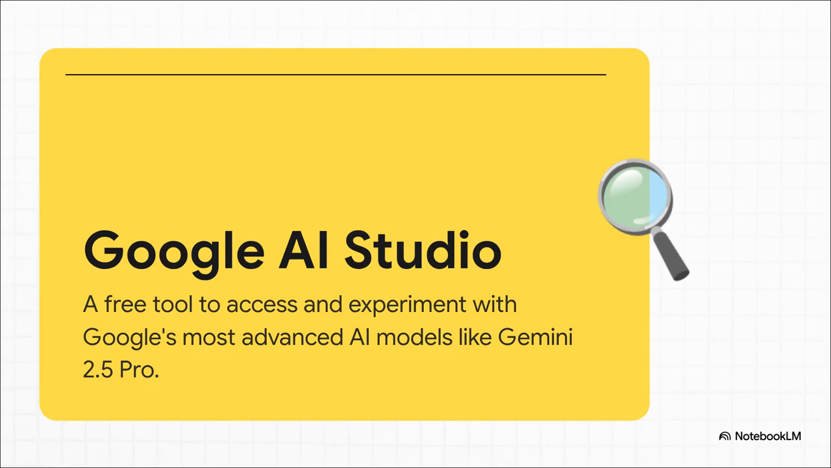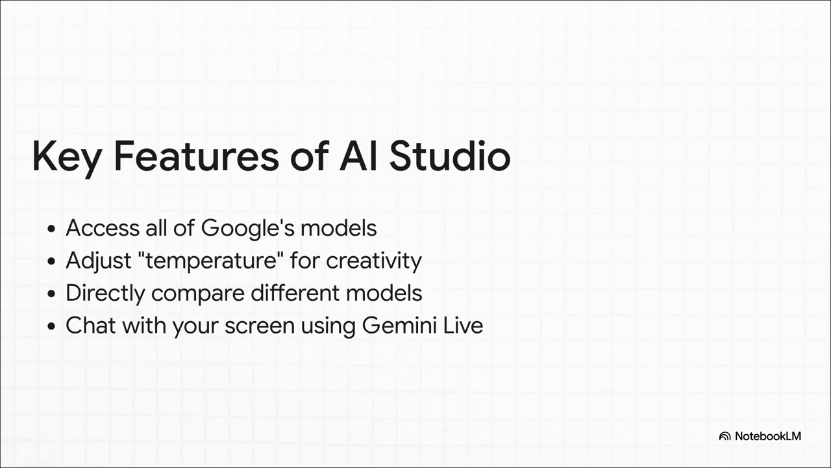We're talking Gemini 1.5 Pro. This is the spot where you can really push the limits of what this AI can do. And yeah, it's completely free. What's really incredible here is the level of control they give you. You can adjust the AI's temperature, which is basically a creativity knob. You can tell it to be more wild and out there or more precise and factual.